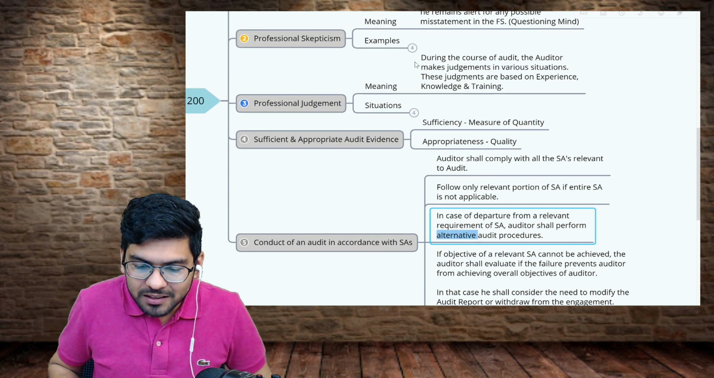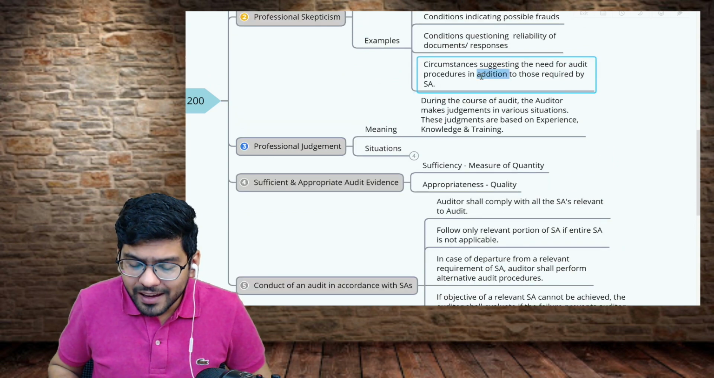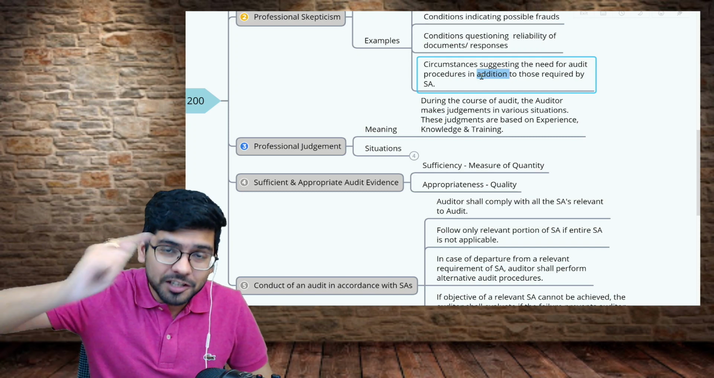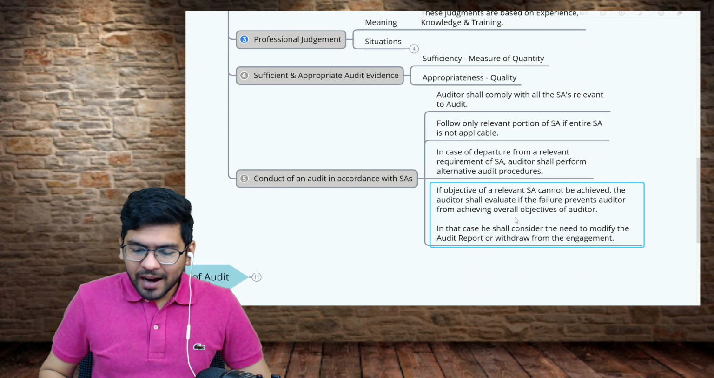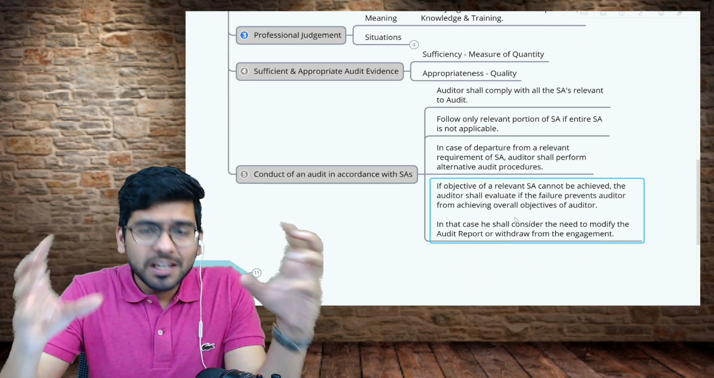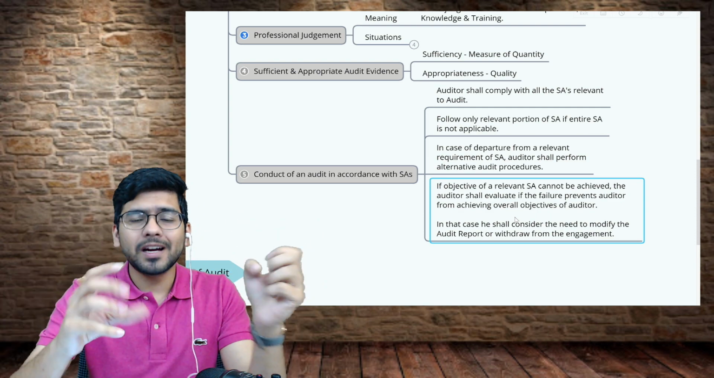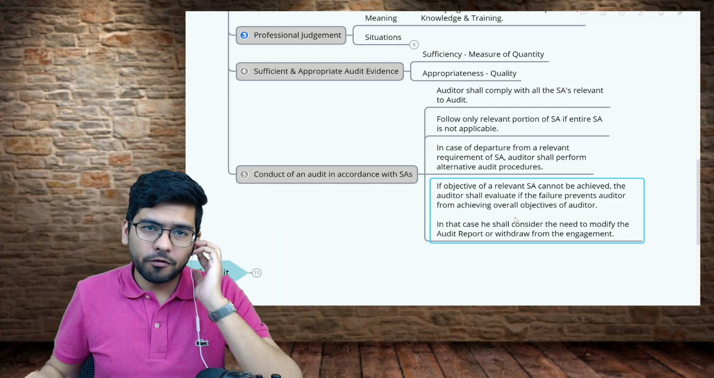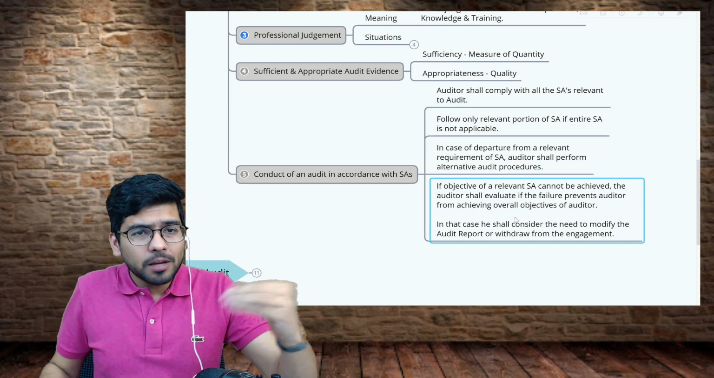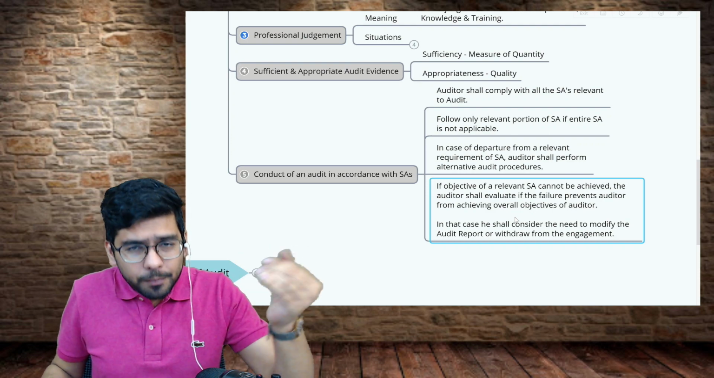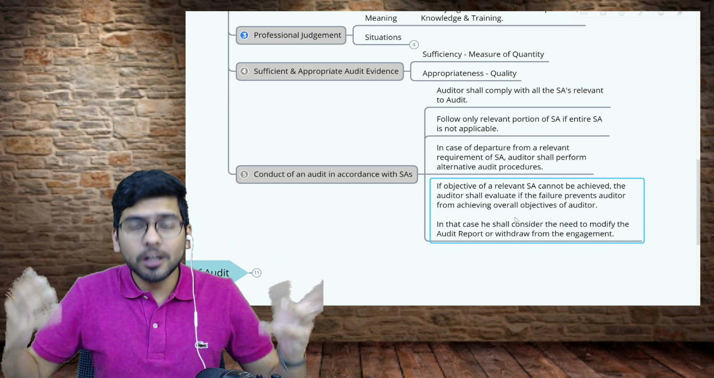But when we were discussing professional skepticism, there was the word additional here. There is a difference between additional audit procedure and alternative audit procedure. Please remember this. Okay, all right. And finally, please understand this. If I am not able to achieve the objective of one particular SA, I need to assess whether it is hampering my overall objective of the audit. If because of this I am not able to achieve the overall objective of the audit, then obviously what should I be doing?